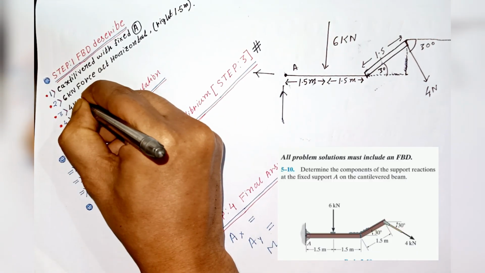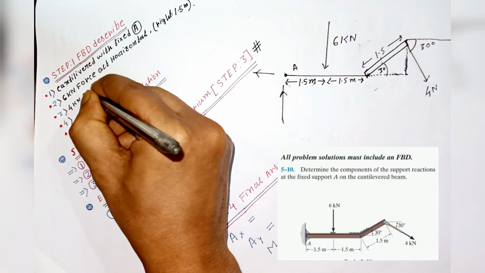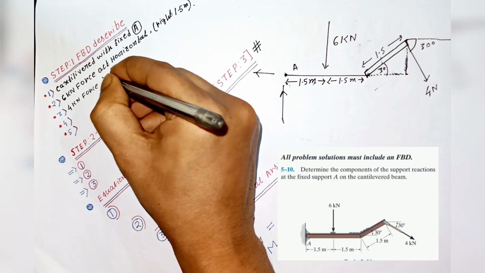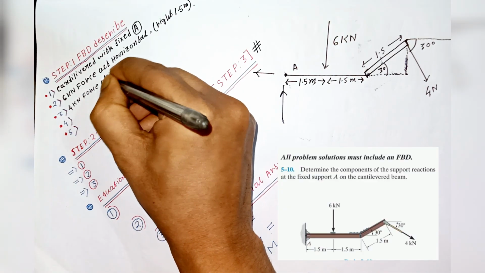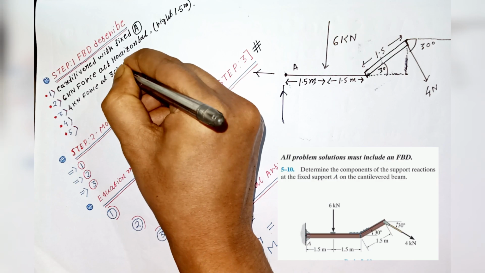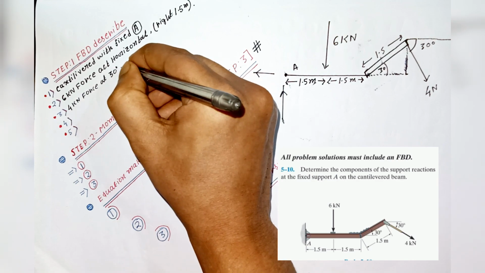Anyway, point number 4. 4 kilonewton force acts at a 30 degree angle with respect to the right side or positive x-axis, below the x-axis.